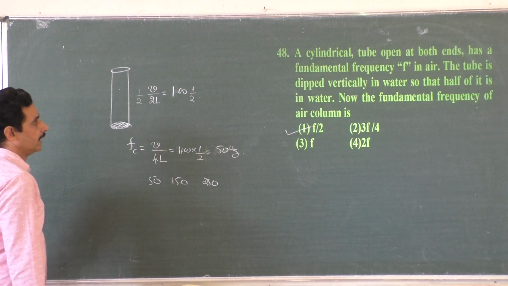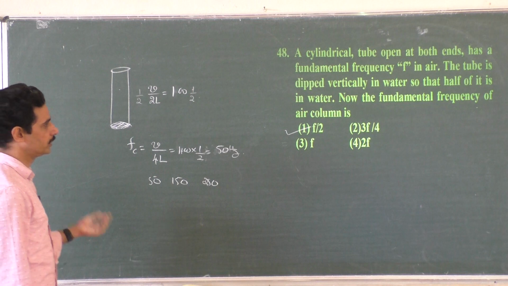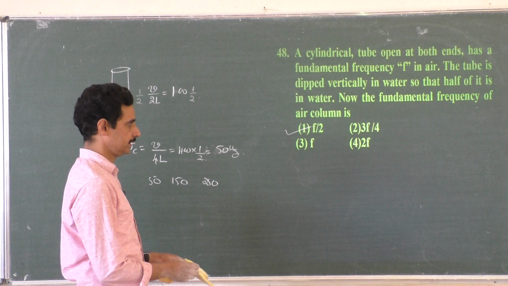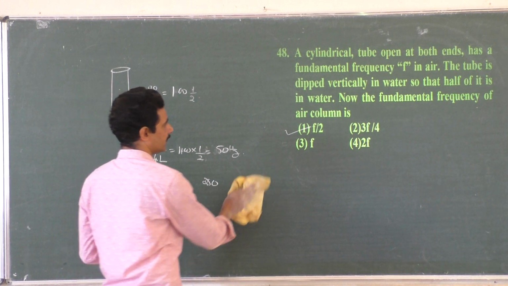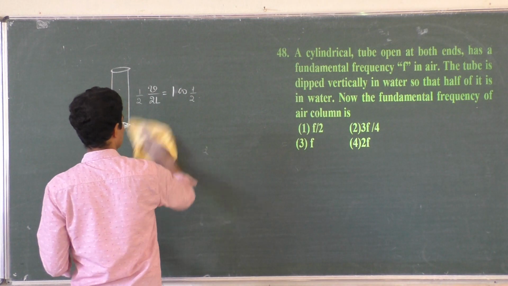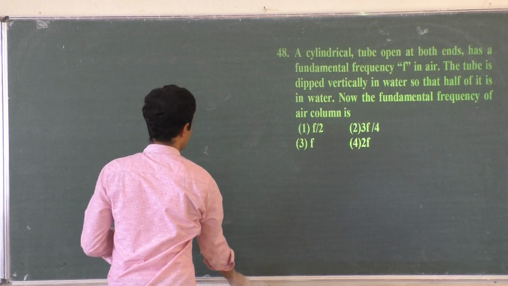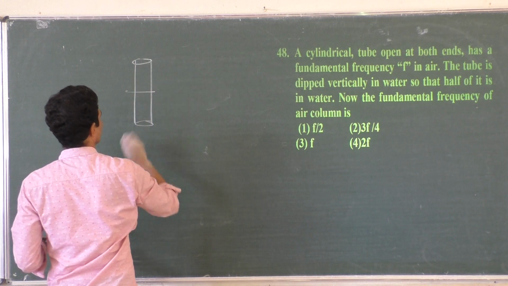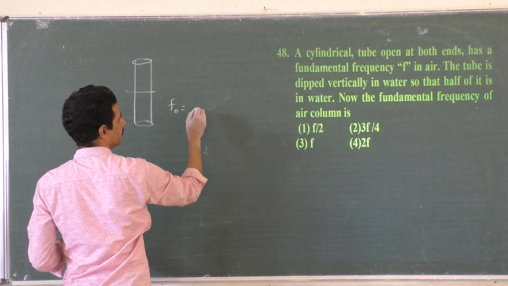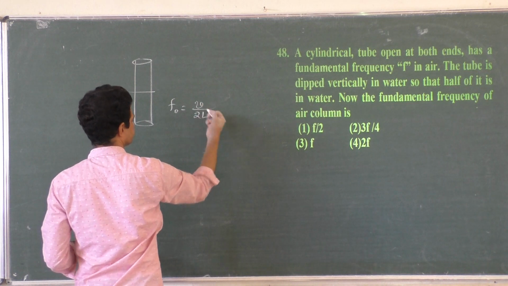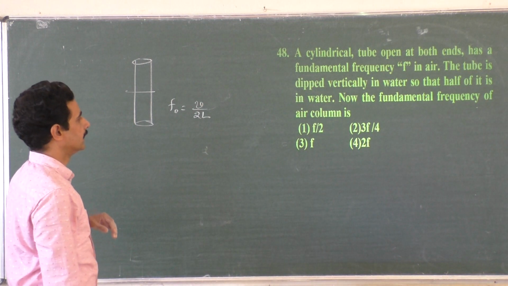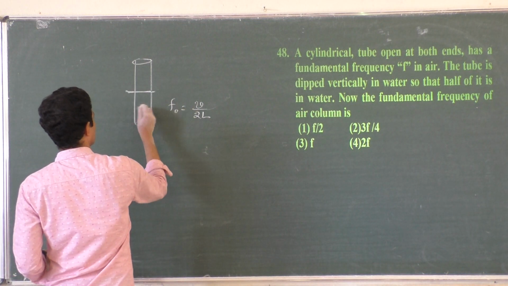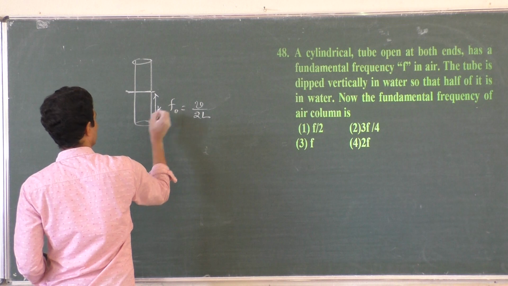48. A cylindrical tube open at both ends, means open pipe, has a fundamental frequency F in air. Okay, the tube is dipped vertically in water so that half of its length is in water. Then now the fundamental frequencies. Fundamental frequency of open pipe is V by 2L. Now the tube is dipped in water. So in water, when you dip it, half is dipped in water, right?